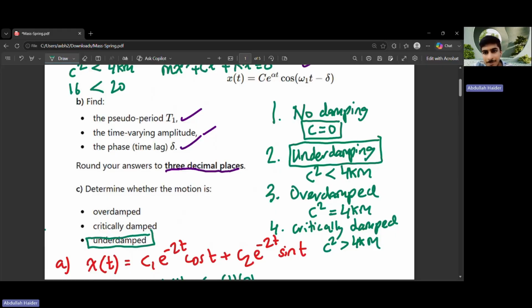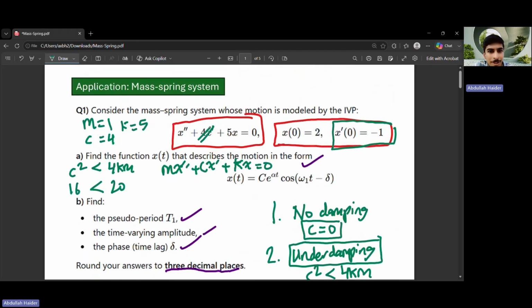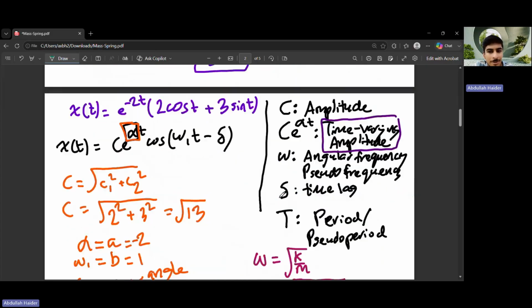So you need to know these cases. If c is 0, no damping. So if c is 0, you don't even have this part in the equation. Overdamping if you have these two numbers equal, and critically damped if c squared is greater than 4km. So that's it for this question.